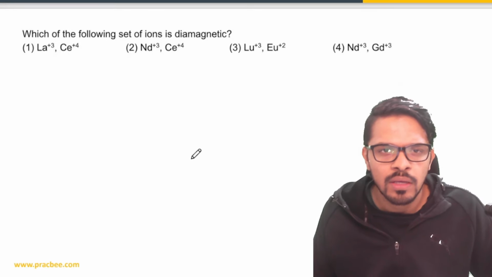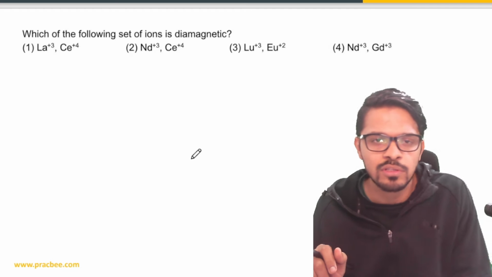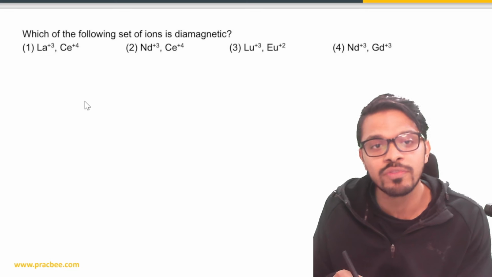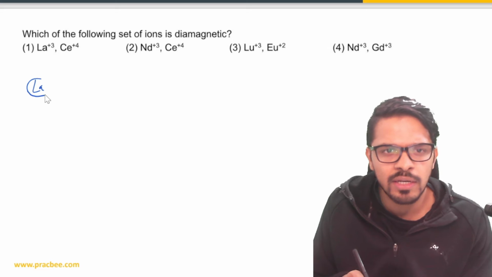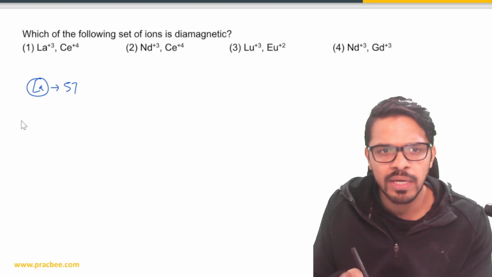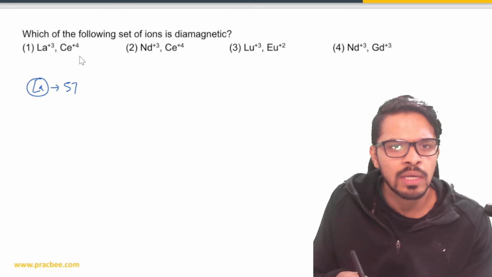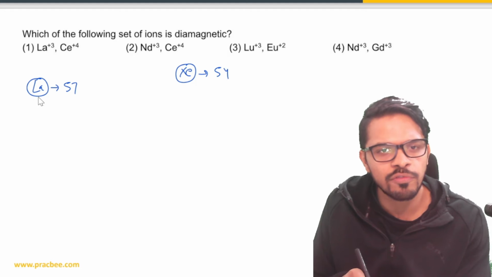Which of the following sets of ions is diamagnetic? So again a question from d block, and specifically on electronic configuration of lanthanoids. So if we talk about lanthanum, it is 57. It comes just after xenon. So xenon is the nearest noble gas. Xenon is 54. If we talk about lanthanum, it would be xenon.